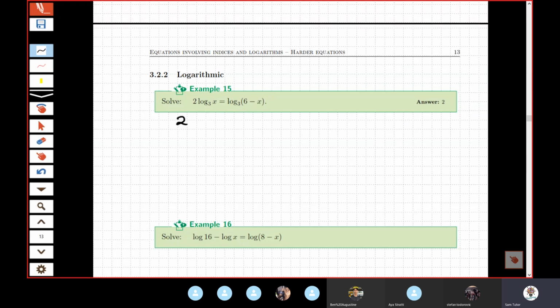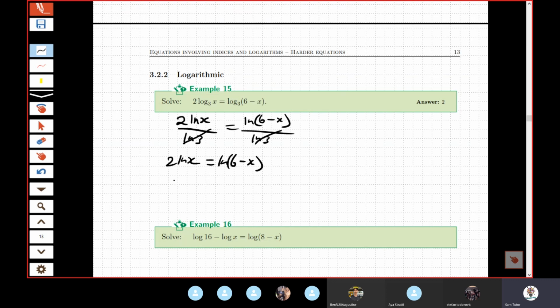This becomes 2 log, well, I like writing ln's, one extra letter. Think of it like that for now. 2 ln x on ln 3 equals ln 6 take away x on ln 3. And then of course, what are you allowed to do with your ln 3's? If they're both in the denominator and they're both on different sides, you can just cross them out. All right? If you didn't know you could cross it out, imagine this was multiplied up here. And if it's multiplied ln 3 over ln 3, you can just cross them out anyway. So you would be left with 2 ln x equals ln 6 take away x.